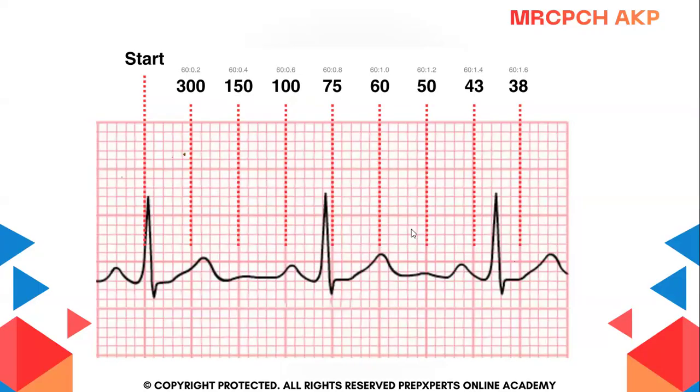Below 60, it's bradycardia, and above 150, it's tachycardia. And it again depends on the age of the child. So this is how you calculate the heart rate. But obviously, it is for the regular rhythm only. You cannot calculate heart rate by this method in an irregular rhythm ECG.